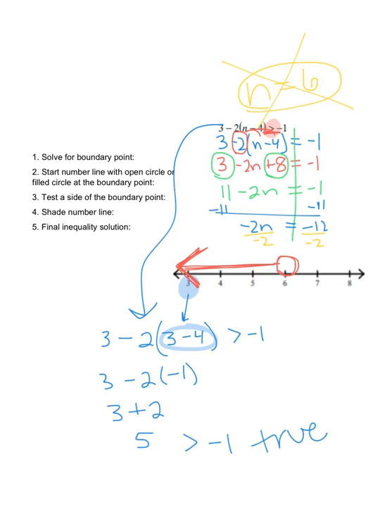The number line is my visual, but I still need to write my final answer. 6 was the boundary point, so our choices for n had to be numbers that are less than 6. The example point was 3, but 4, 5, and any other numbers less than 6 could have worked.